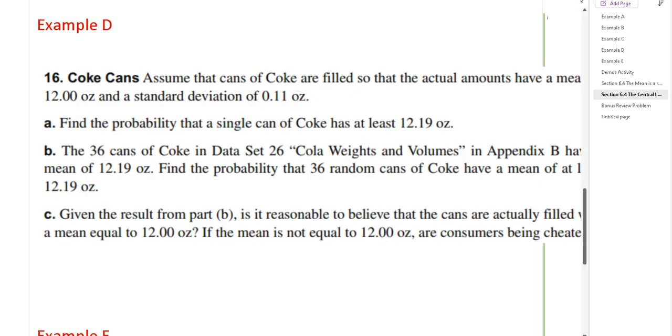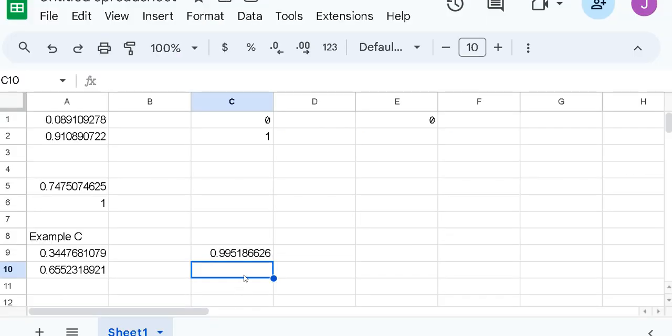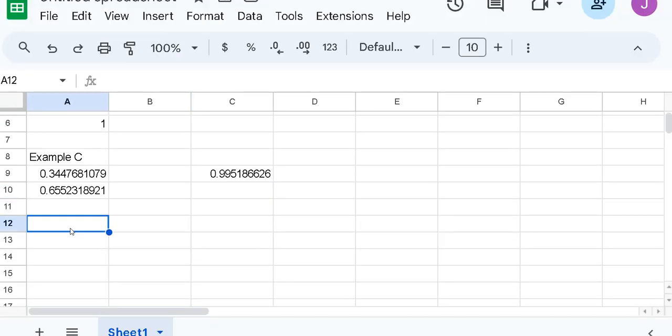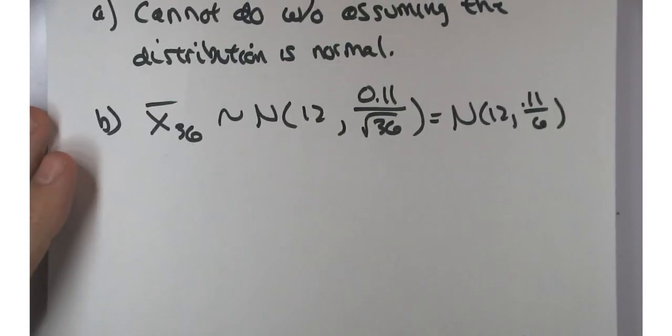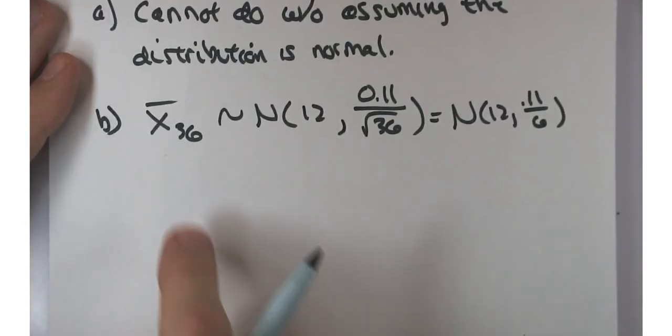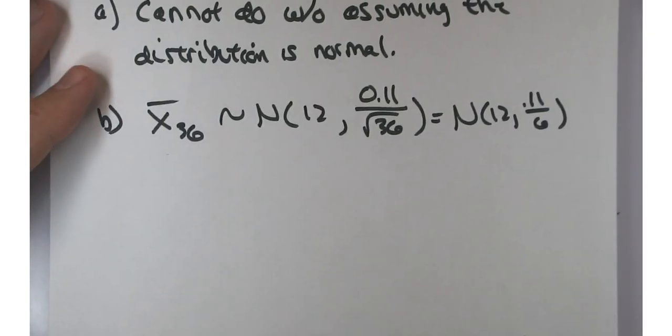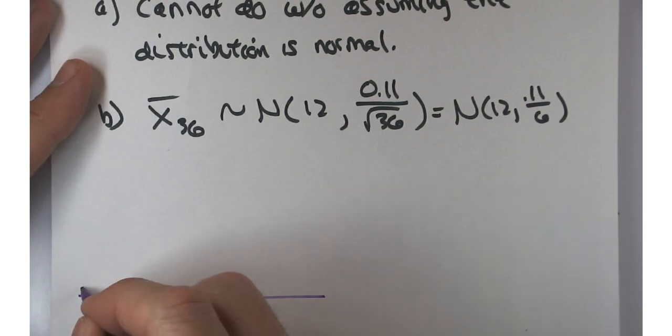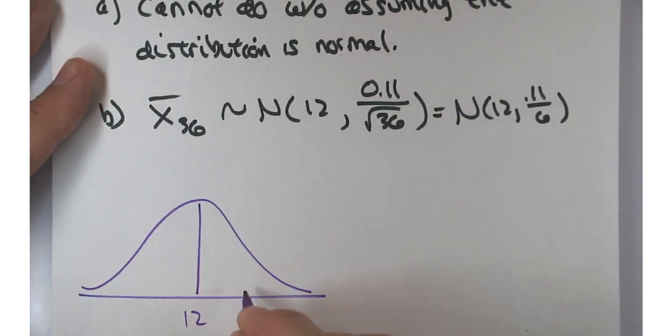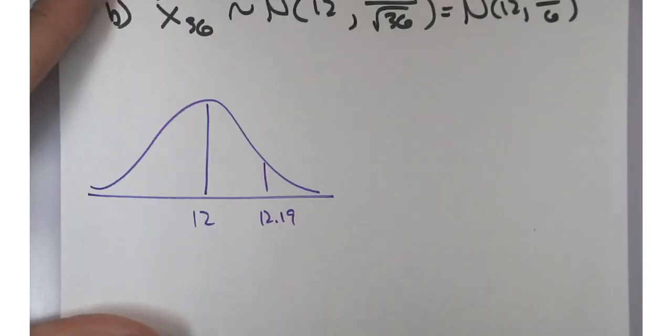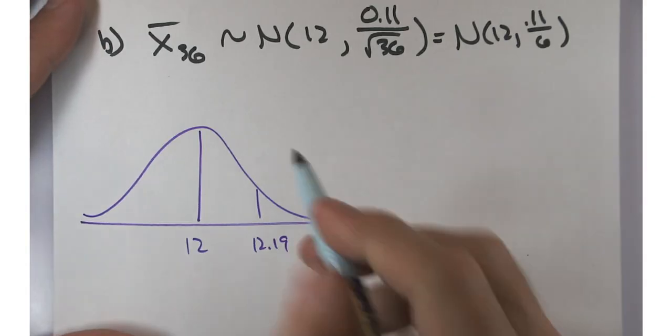So let's find that probability. Basically, that's finding the probability that Coke would give you a little bit more than what you paid for. Do you think that's very likely, that Coke's going to give you a lot more than you paid for? No, probably not. I'm guessing that this probability is going to be pretty small. So let's see, example D. Give yourself a chance to try and figure out that probability. We want to find the probability that X bar is greater than 12.19.